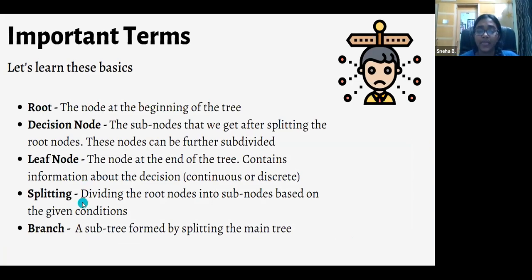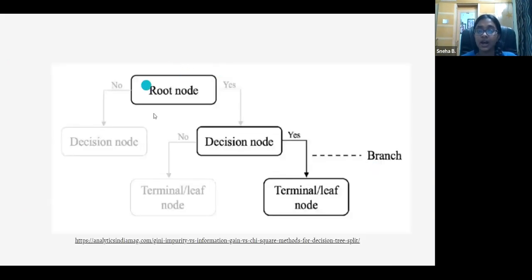Now, what is splitting? Splitting is basically the act of dividing a root node into sub-nodes based on certain conditions. So let's say in the heart attack example, this was good circulation. If it's no, then it splits here. If it's yes, then it splits here. So that is known as splitting. You have a condition, and based on the outcome for that condition, you can go either in the no direction or in the yes direction.